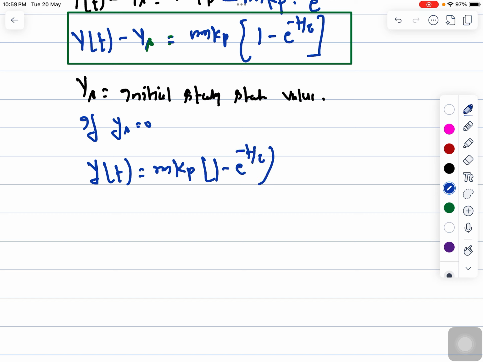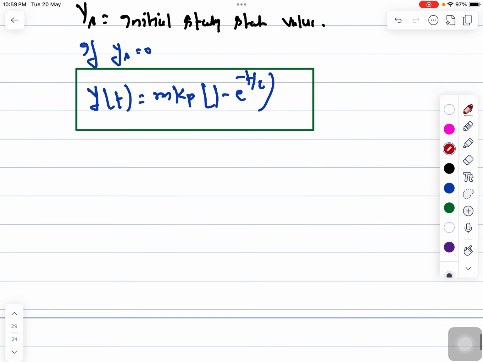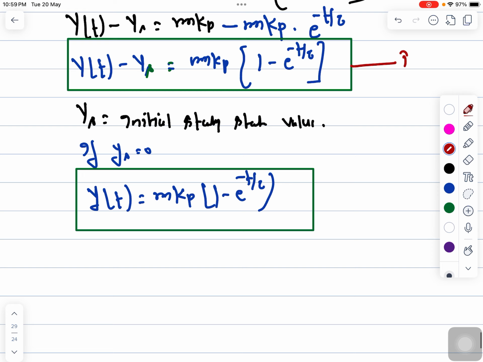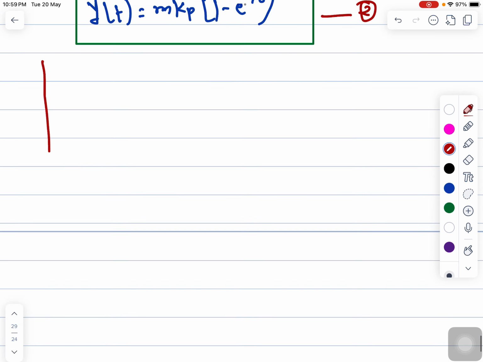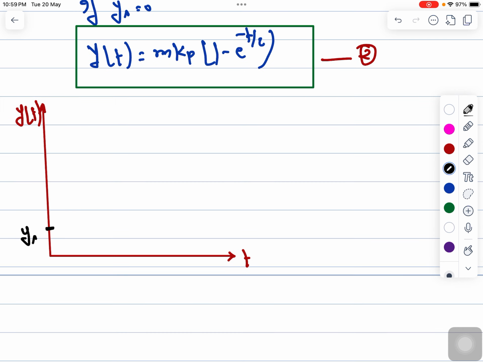So if you want to plot this kind of equation, how can you plot? This one is my first equation and this one is my second equation. First I'll plot the first equation, so you will have this kind of plot. Let's say this is y(t) versus t, and it will start from here, ys, and as t tends to infinity, the value will equal M Kp. So this is a constant value, and it will go like that.